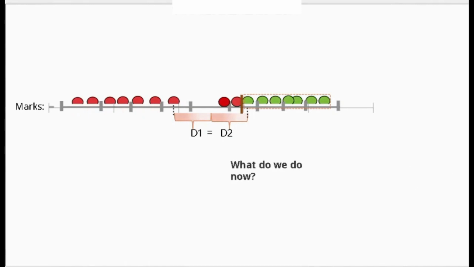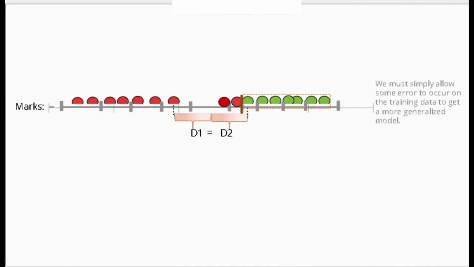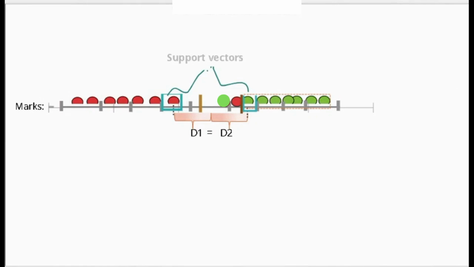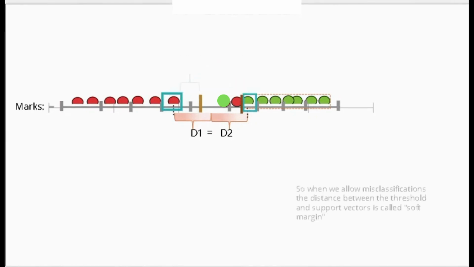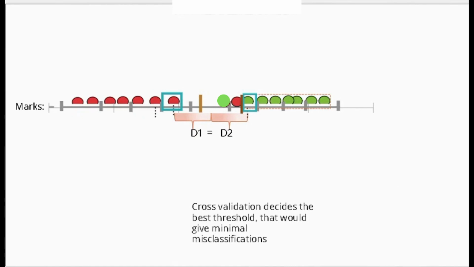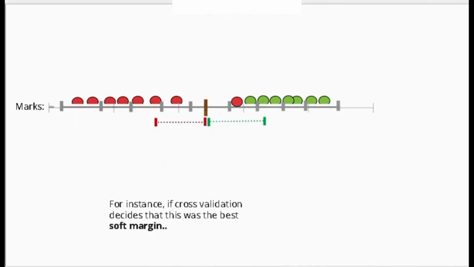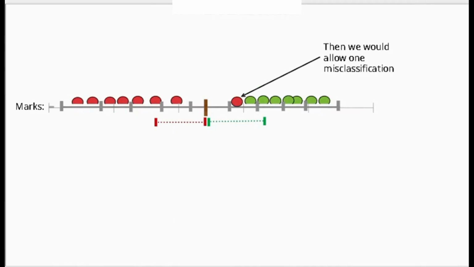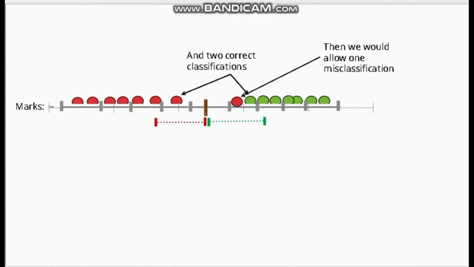We must simply allow some error to occur on our training data so that we get a more generalized model. So again, by placing the threshold midway, these 2 points are the support vectors. When we allow misclassification, the distance between the threshold and the support vector is called soft margin. Cross-validation decides the best threshold that would give minimum misclassifications. For instance, if cross-validation decides that this was the best soft margin, then we would allow only one misclassification and 2 correct classifications.